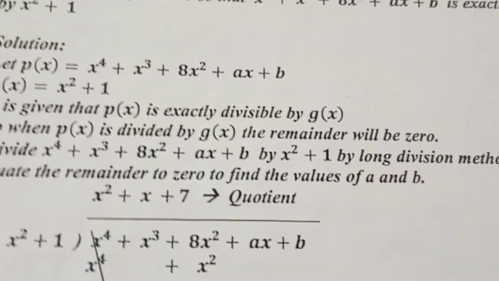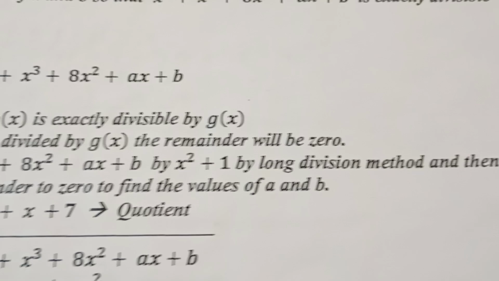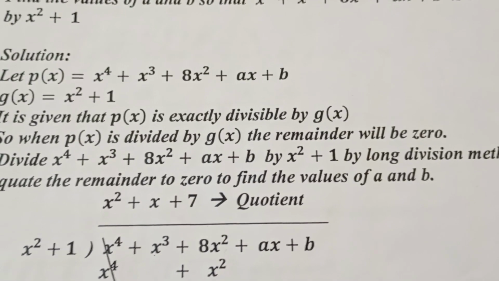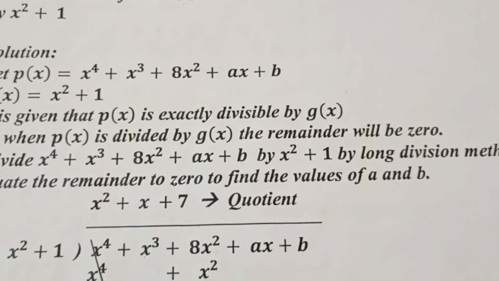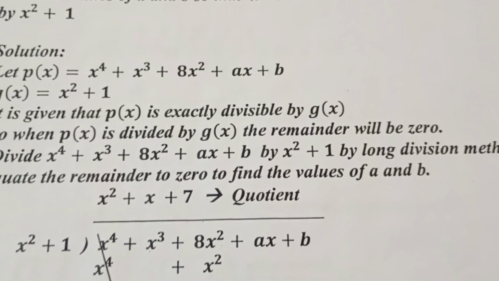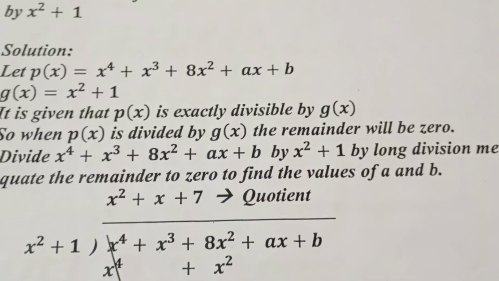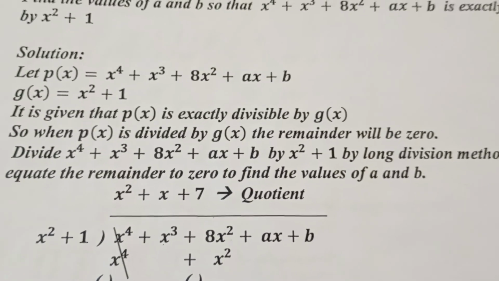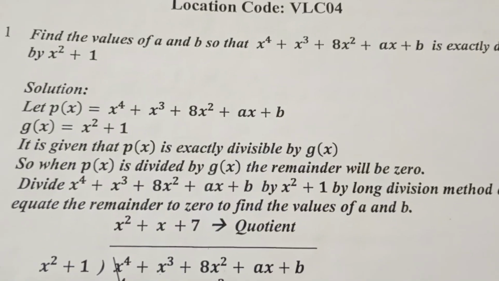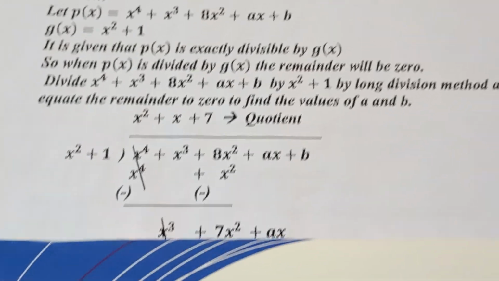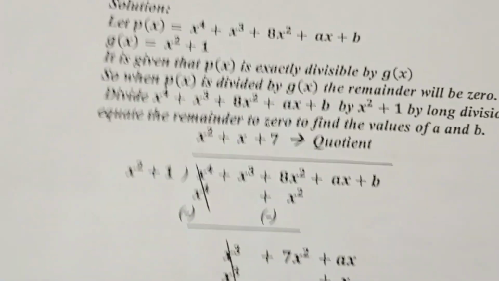The remainder will be 0. That is important because it's exactly divisible. So the remainder is 0. You have to equate the remainder to 0 and get the values of a and b. Let us proceed to the long division.